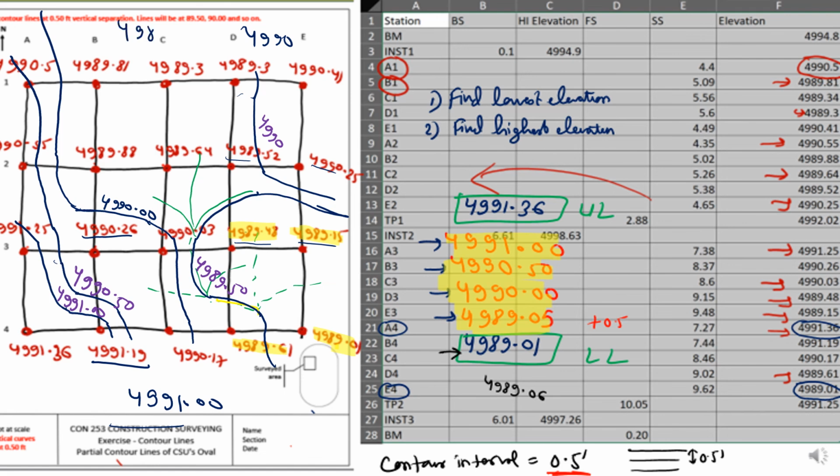So 498.50. So it's going to pass through. Let me figure out where it will pass through. Yeah, so it'll pass through here, and it's going to pass through here, here, and 0.5, and it will exit from here. So this should be my 498.50.